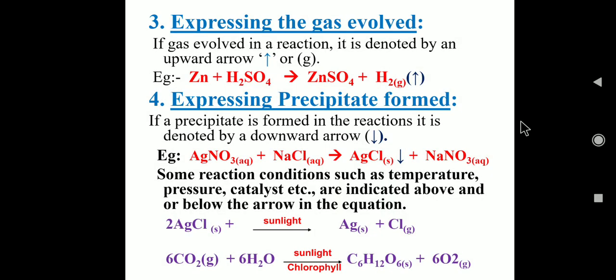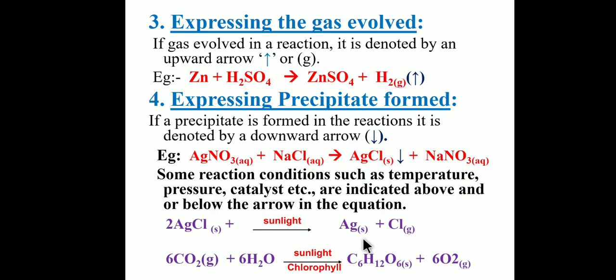So 2Ag we have to represent, of course, and chlorine Cl2 we have to represent. Coming to the next one, 6CO2, which is taken in gaseous state, and 6H2O. So CO2 reacts with H2O in presence of sunlight and chlorophyll, and it forms C6H12O6, which is glucose. Along with this, it releases oxygen, which is in gaseous state.